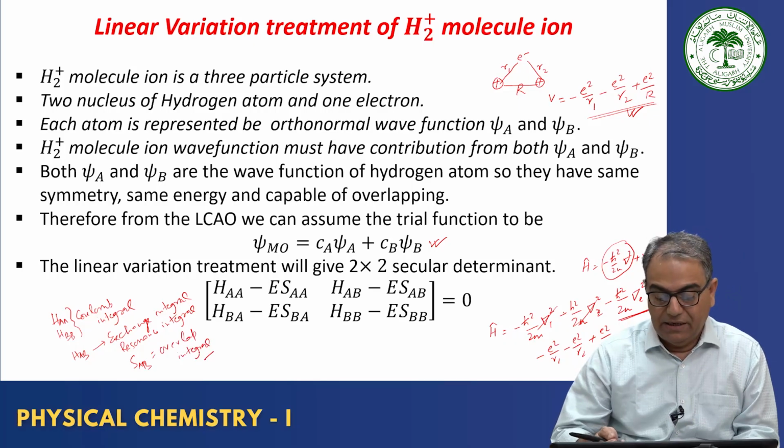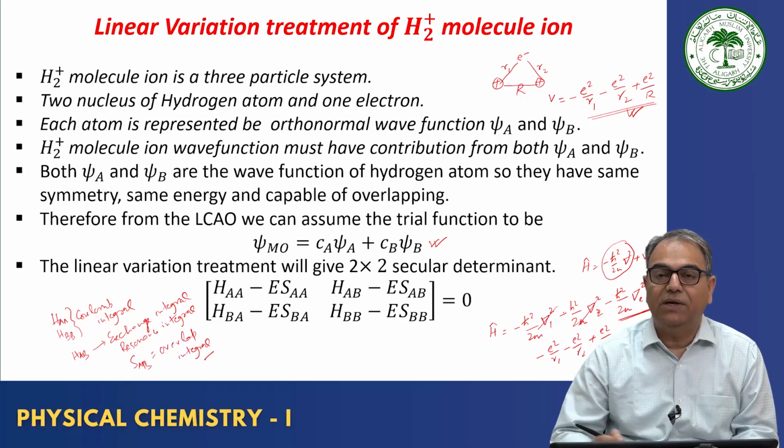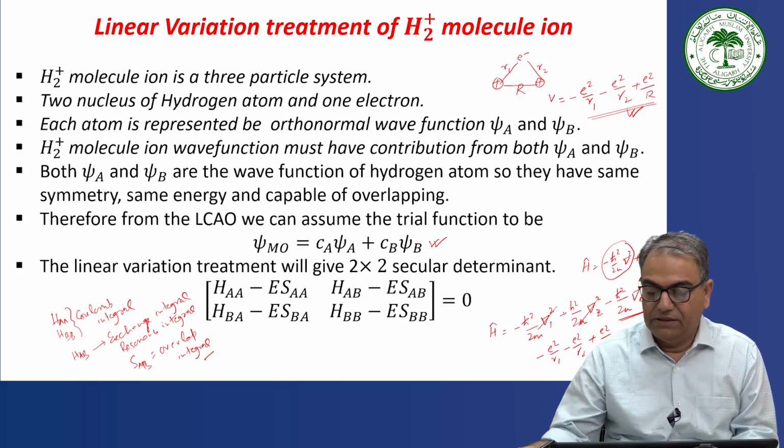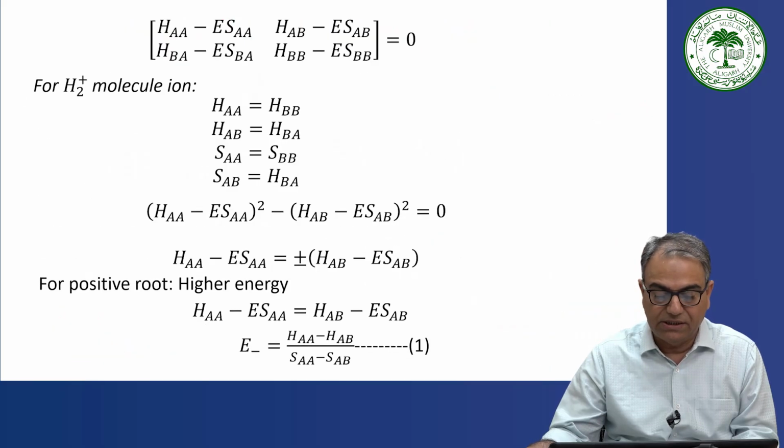And SAA and SBB are actually the normalization terms, where you have the integral of psi A psi A d tau or psi B psi B d tau, which will be equal to 1. So this we did when we talked about the LCAO and secular determinant. You are already aware of these integrals, and we will talk about them in detail also.